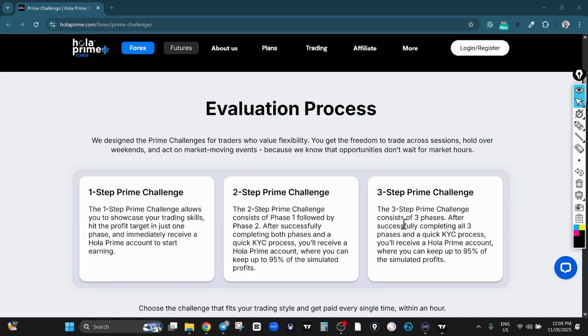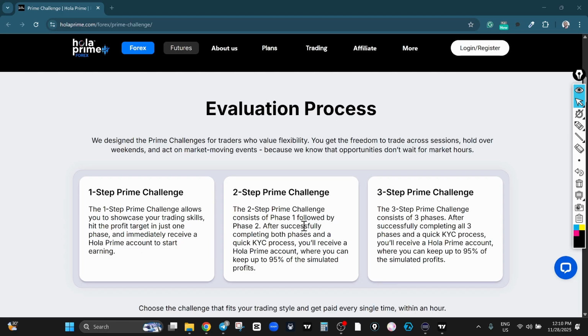The 3-step prime challenge consists of 3 phases. That means you're going to do phase 1, phase 2, and phase 3. You must pass the 3 phases. The reason for this is because the 3-step prime challenge is cheaper than the 2-step prime challenge, and the 2-step prime challenge is cheaper than the 1-step prime challenge. So it depends on your budget.